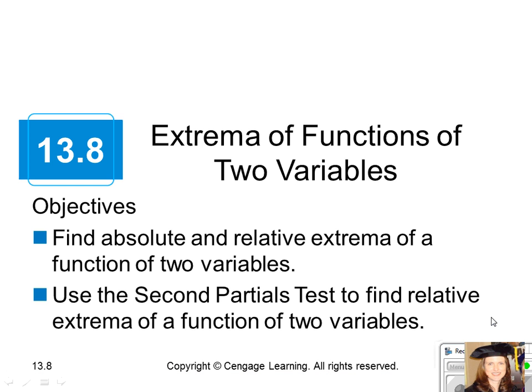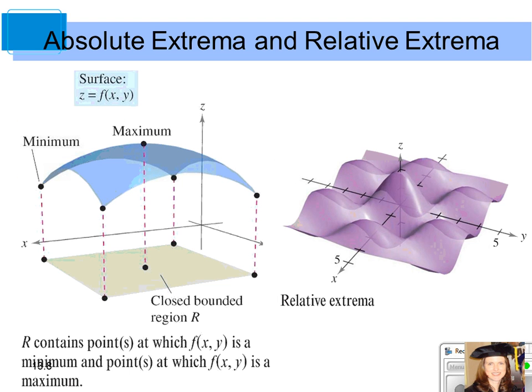Section 13.8 is on extrema of functions of two variables. Our objectives are to find absolute and relative extrema of functions of two variables and to use the second partials test to find the relative extrema of functions of two variables.